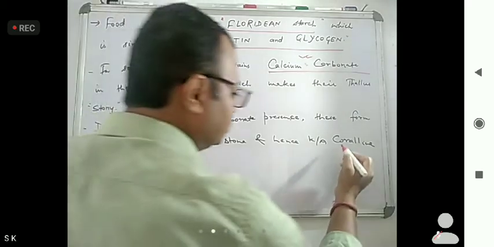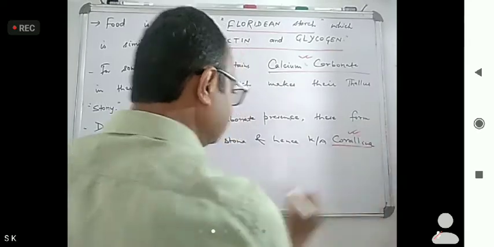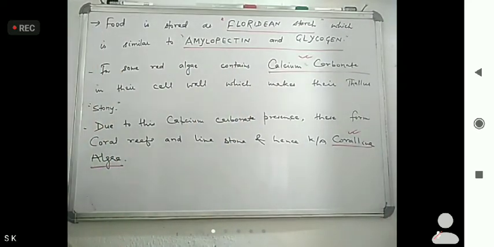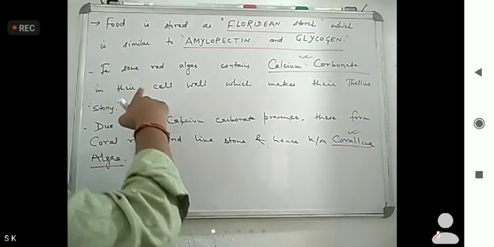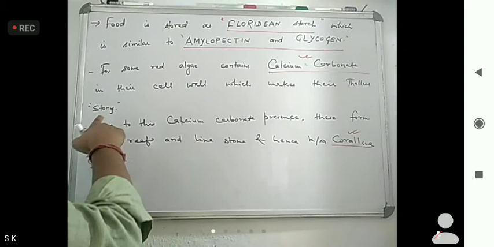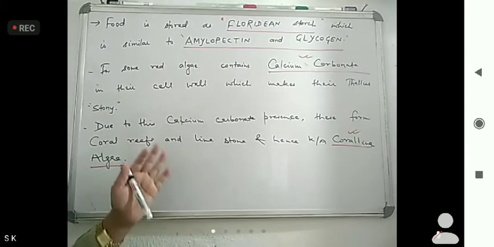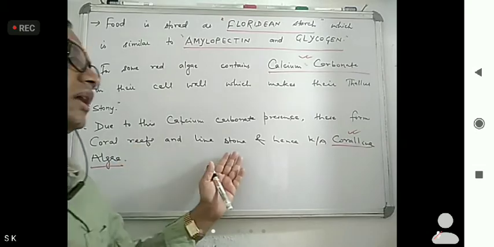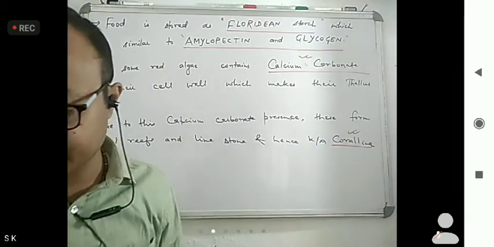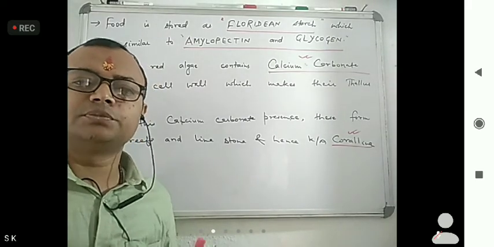Now, one MCQ question is there. Which algae is known as coralline algae? So now you understood. Which algae is that? That is a red algae. Why is this known as this? Because this red algae contains calcium carbonate in their cell wall, which makes their thallus what? Stony. How does this stony become? Because they are forming coral reefs and limestone, and that's why it is known as what? Coralline algae.